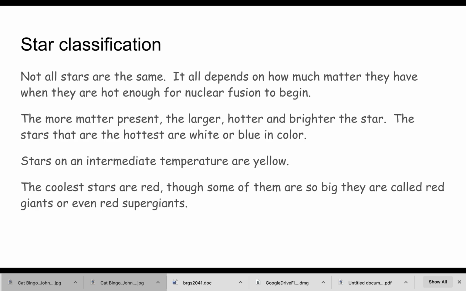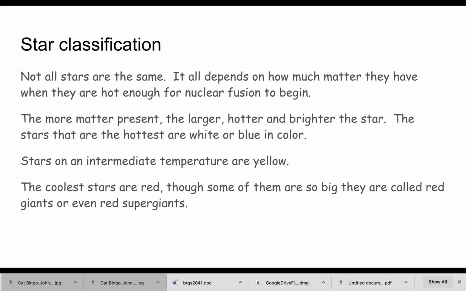So, all stars are not the same. The type of star they become all depends on how much matter they have when they are born, how much is present when nuclear fusion begins. If there's a lot of matter present, the star is going to be larger, it's going to be hotter, and it's going to be brighter.